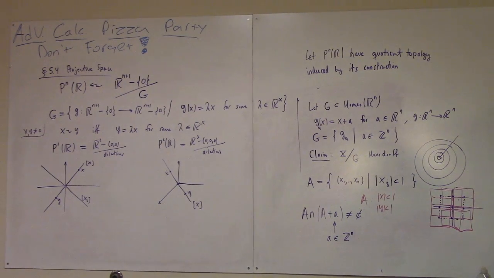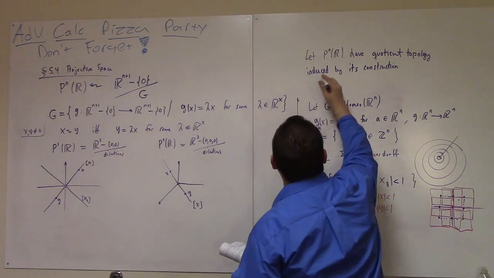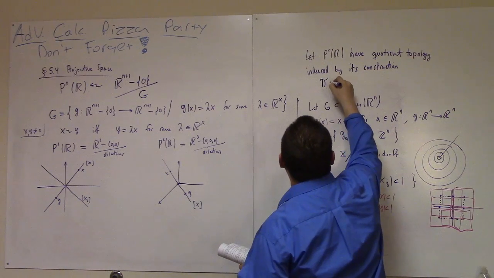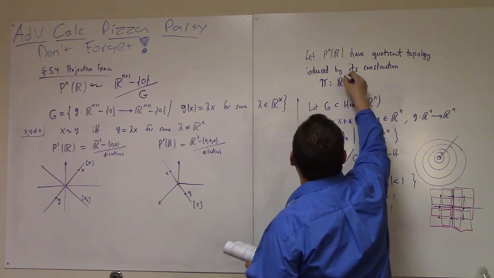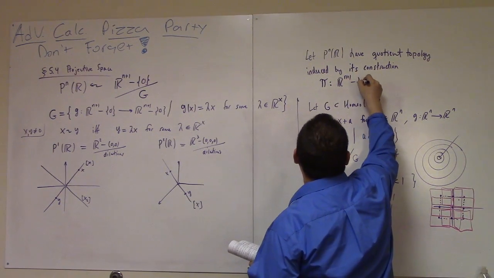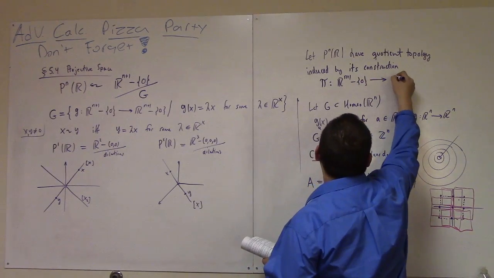Well, what he says here is the canonical map. All right, so the canonical map is this one, right? Pi is a mapping from R^(n+1) with the origin removed to P.